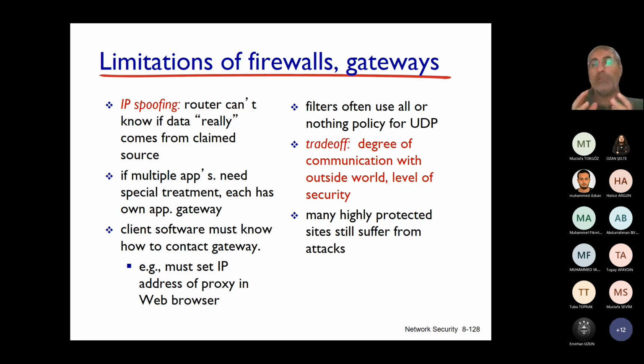You need to come up with a balance, a trade-off, between the degree of communication with the outside world and the level of security. So as a computer engineer, you need to find this optimal point to set the firewall features. Even though you have a firewall, it is not fully effective, and you can still be attacked by hackers and other threats. But it can provide some level of security.